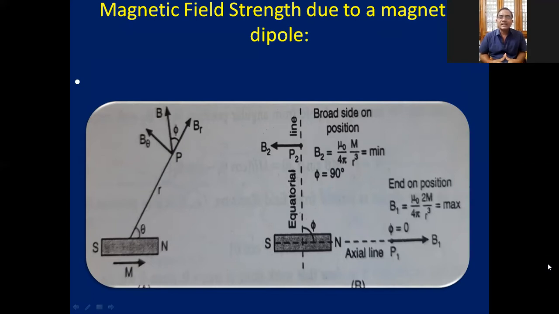On the axial line, the magnetic field strength is mu naught by 4 pi, 2m by r cube. On the equatorial line, the field strength is mu naught by 4 pi, m by r cube. You can observe one more point here: on the magnetic dipole axis, the field strength direction is parallel to M bar. On the equatorial line, the field strength direction is anti-parallel to M bar. And also, the B axial bar direction is opposite to the B equatorial bar direction.